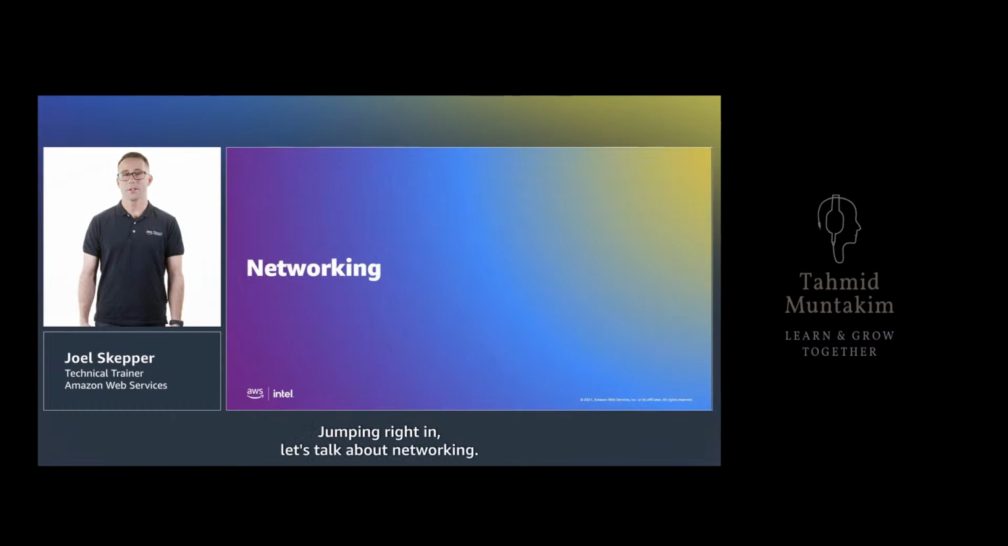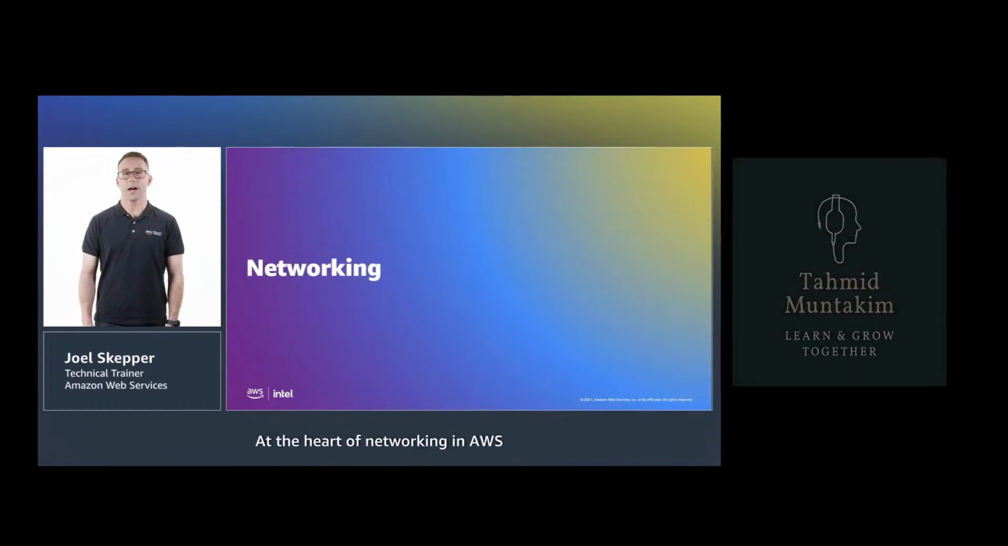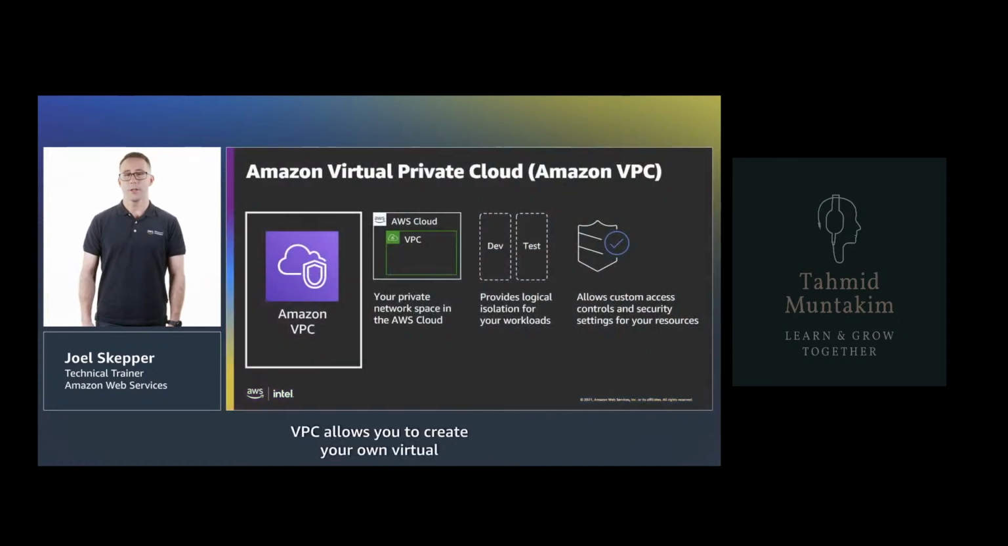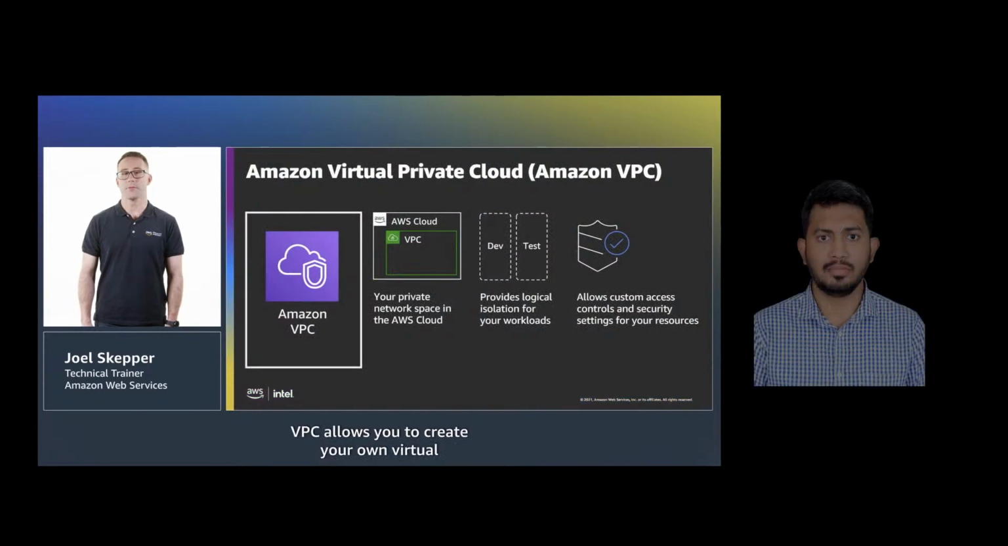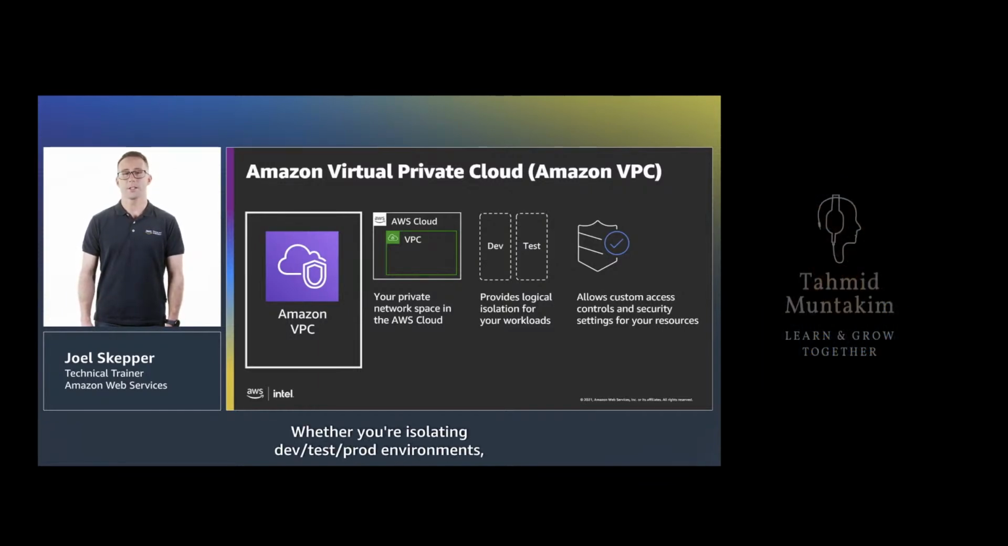Jumping right in, let's talk about networking. At the heart of networking in AWS is Amazon Virtual Private Cloud, or VPC. VPC allows you to create your own virtual private space within the AWS cloud. You can use VPC to logically separate or isolate your workloads, whether you're isolating dev, test, prod environments or separating differing functions due to security concerns.